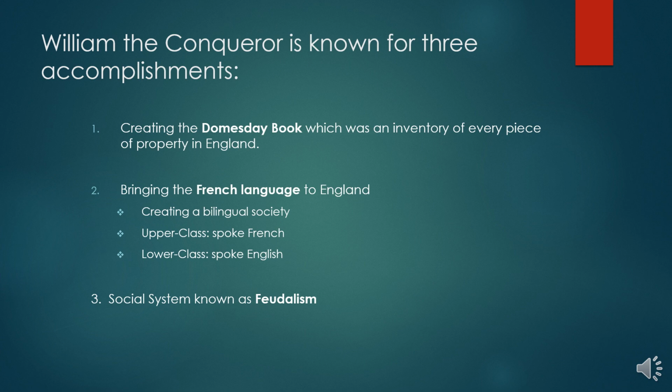William the Conqueror is known for accomplishments including creating the Domesday Book, which was an inventory of every piece of property in England, and bringing the French language to England, creating a bilingual society. The upper classes spoke French and the lower classes spoke English, and the social system is known as feudalism.